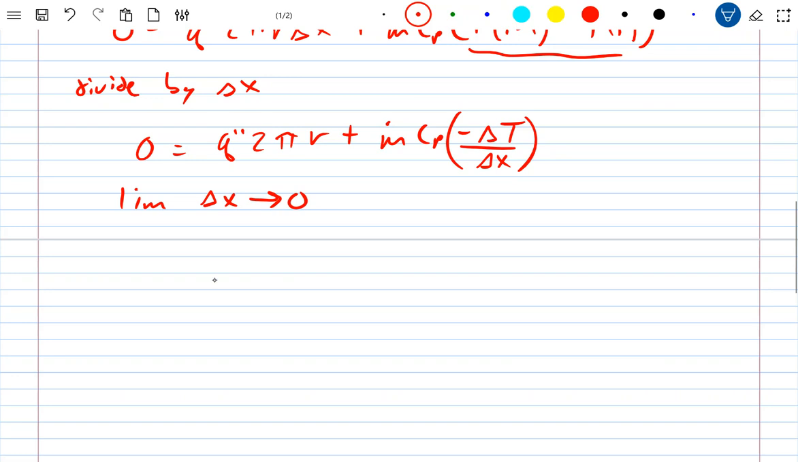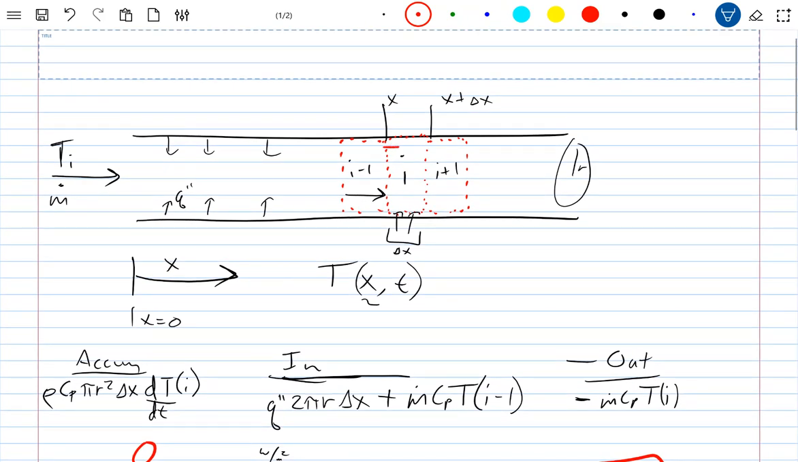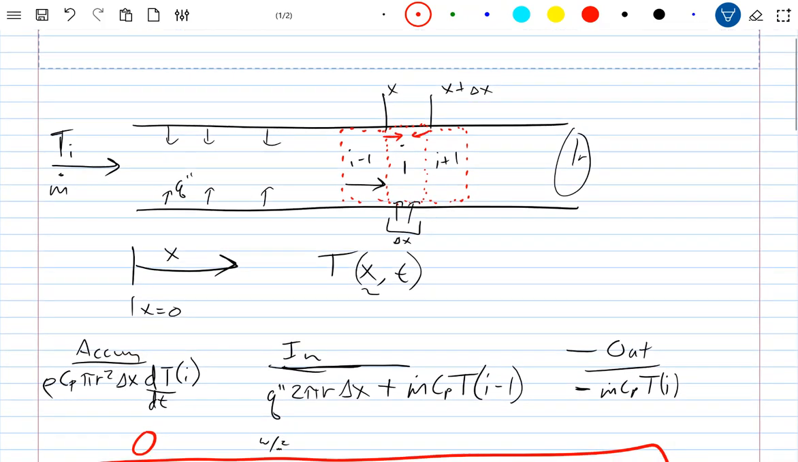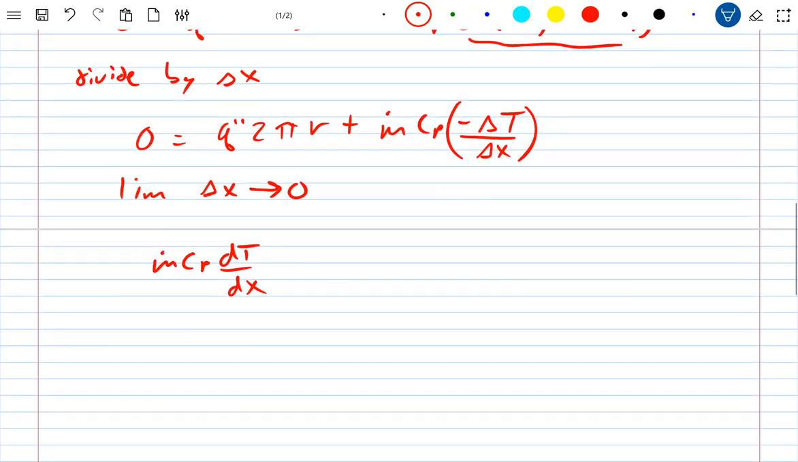and what we get, and I'm going to rearrange here a little bit, is m dot Cp times dT/dx. That came from taking the limit as delta x approaches 0, or as our node itself shrinks to being infinitesimally small. So now we can get this continuous resolution. We have perfect resolution of our system. So that is equal to q double prime times 2 pi r.